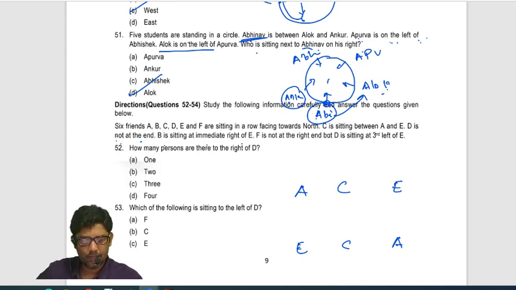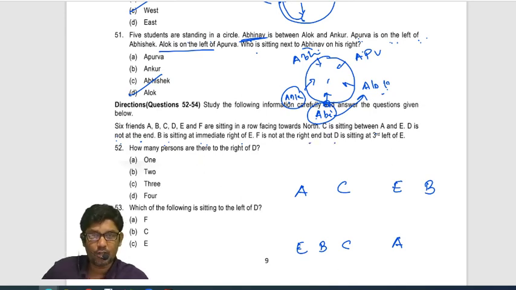Yes, listen here. Next one. B is sitting immediate right of E. Here, B will come here. Okay. F is not at the right end. If F is not at the right end, where F will come, my dear? Left end. But D is sitting at the third left of E. So, 1, 2, 3.